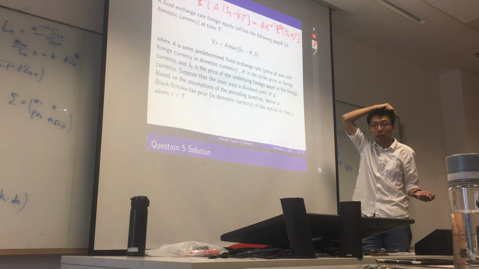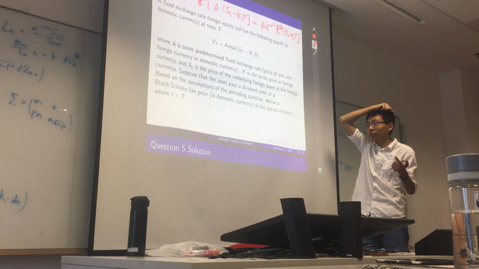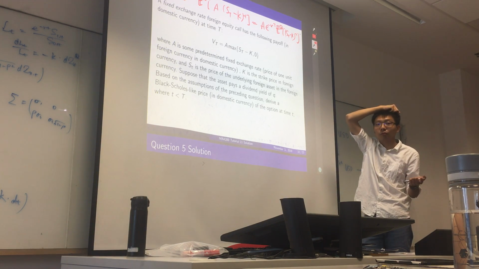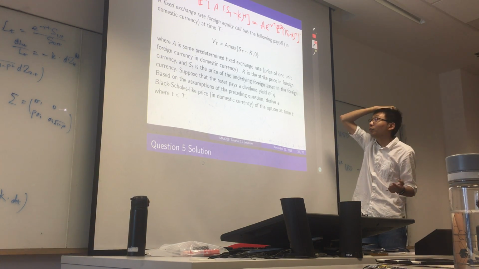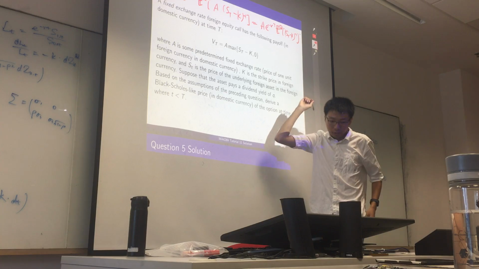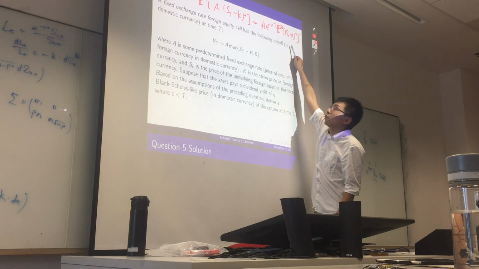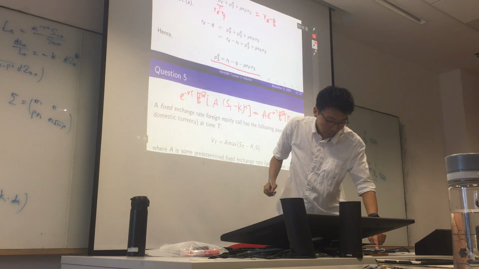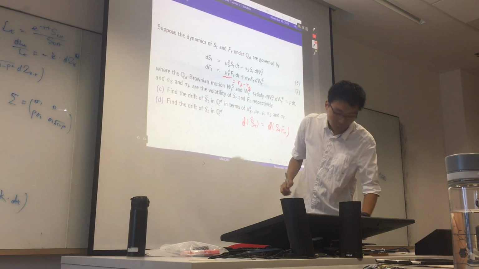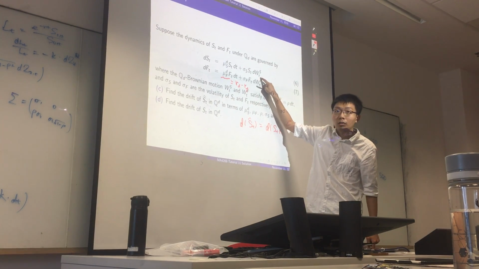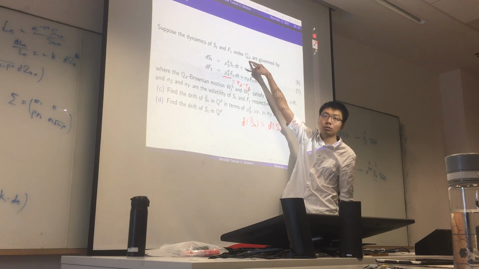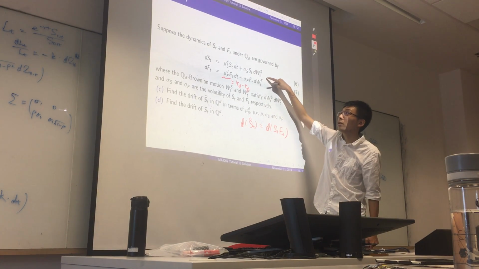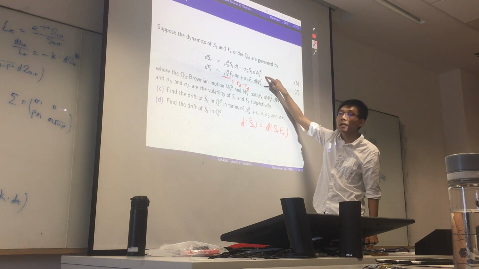Okay, so let's try to apply the Black-Scholes formula. But we need to do some modification. Why? Because if you look at the dynamic of this stock price, the dynamic is this guy. Remember, because we are doing this computation under this probability Q, the dynamic will become this guy.